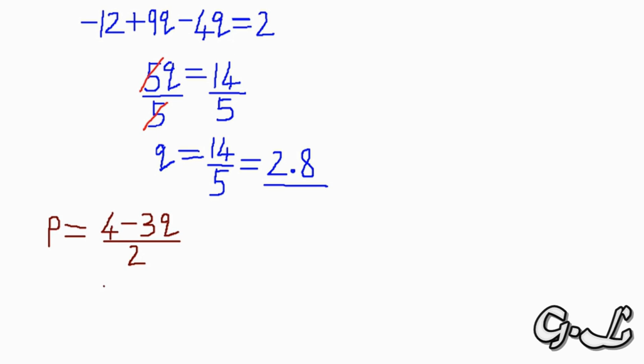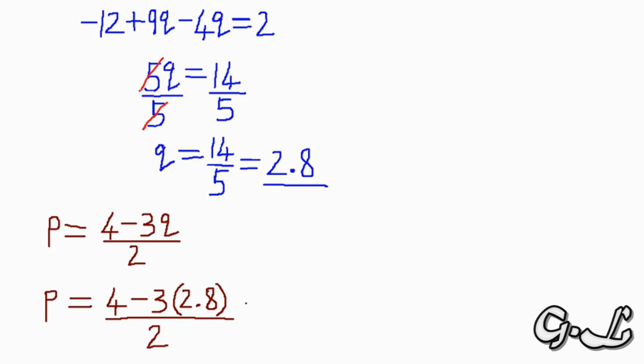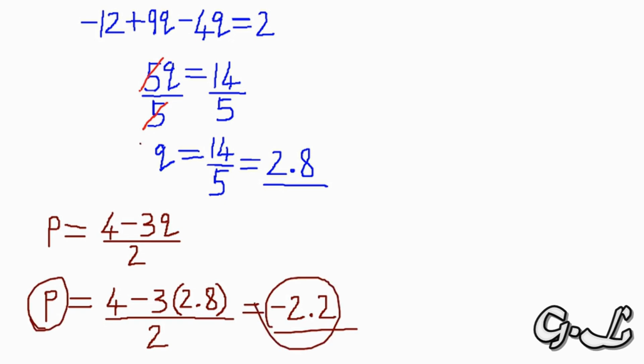So now we're going to replace wherever there's q in this equation with what we found. So we have 2.8 as our q. So it is going to be like 4 minus 3, open parenthesis, 2.8, and then close parenthesis like that. And then down there we have positive 2. So when you perform the calculations, it is going to give you the value which is negative 2.2. So this is the value of p that we have.